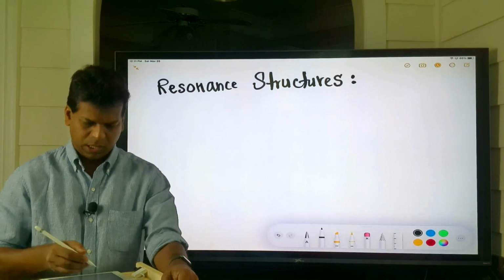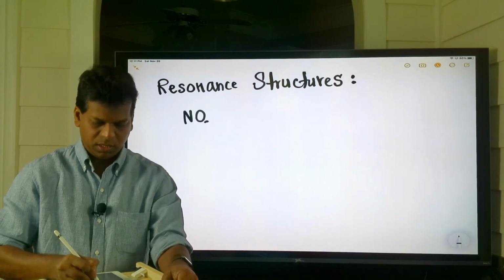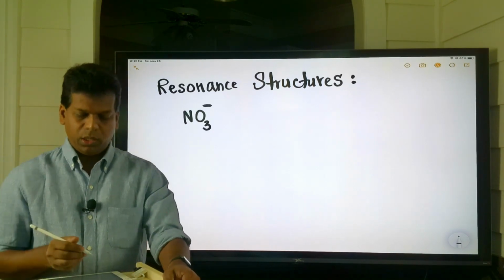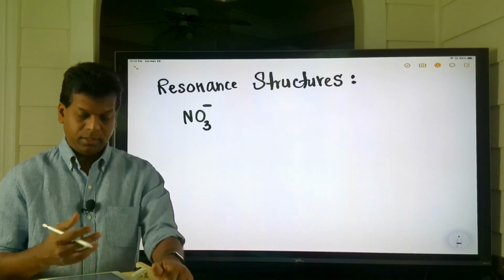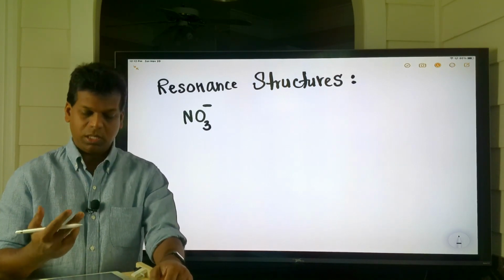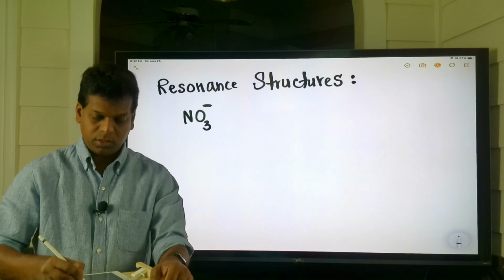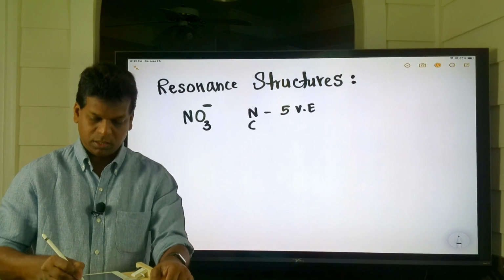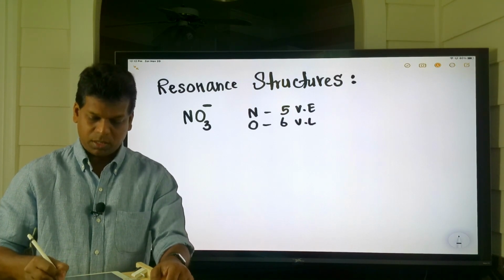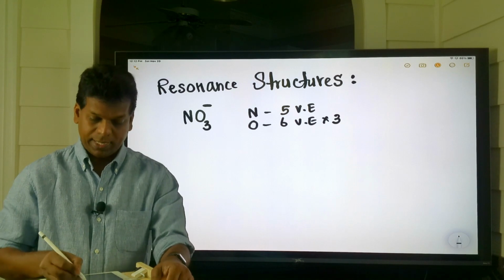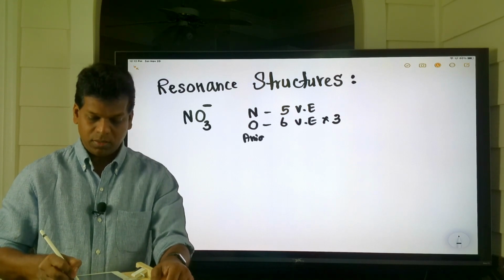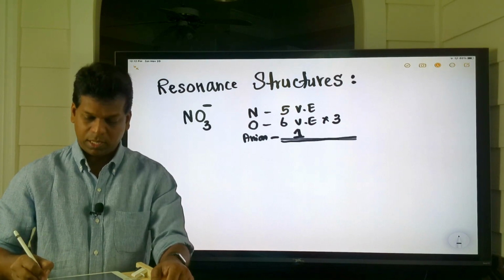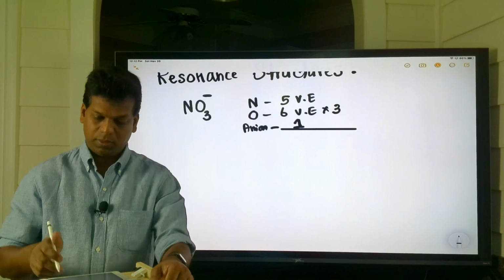I'm not sure whether we have done it before. If it is done, it's okay. So nitrate ion. If I write the Lewis dot structure, I'll do it quickly because we know the process, we know the drill now. The number of valence electrons: nitrogen is 5, oxygen 6, times 3 because there are 3 oxygens, and this is an anion, a negative ion. There is only one, so you have to add 1 electron. So that is your total valence count, which is 24.